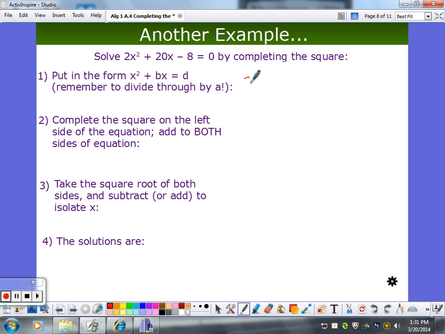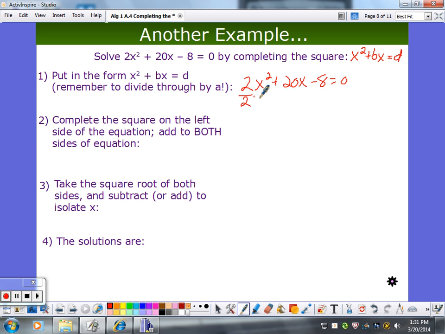Let's just look at this guy. 2x squared plus 20x minus 8 equals 0. You could try to factor it. You could use the quadratic formula, or let's use completing the square. Remember that it has to look like x squared plus bx equals c, meaning my constant has to be over here, and I can't have a coefficient. So if I want it to be a 1 in front, what can I divide by?